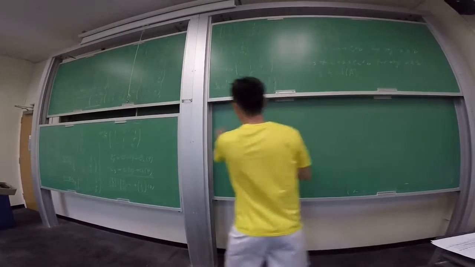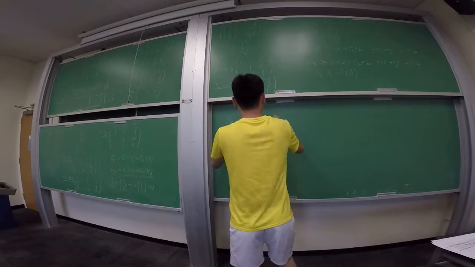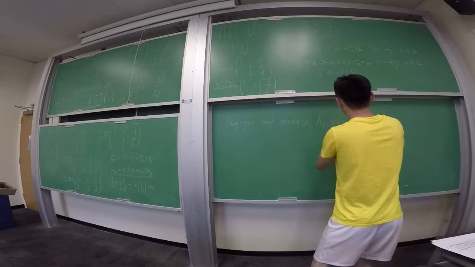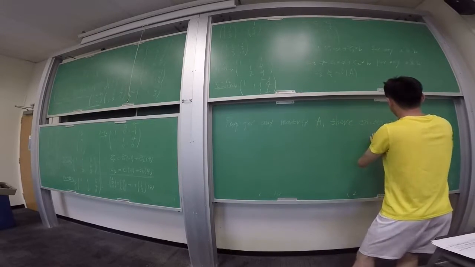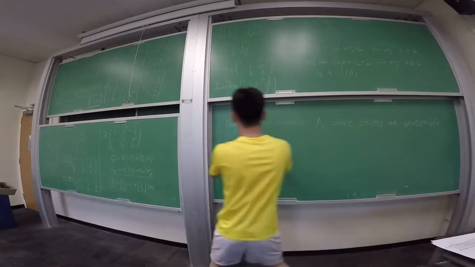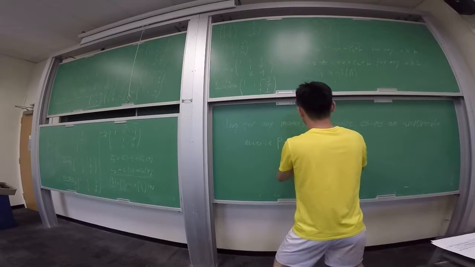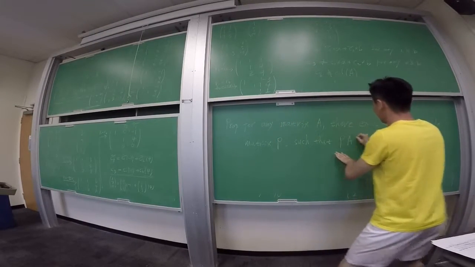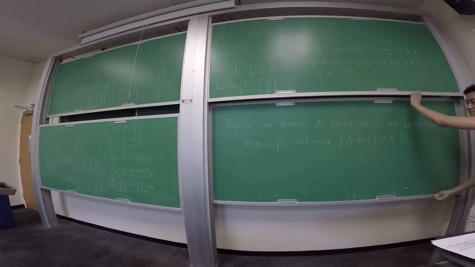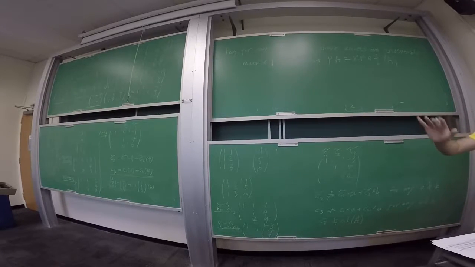So, proposition: for any matrix A, there exists an invertible matrix P such that P times A is the reduced row echelon form of A. Okay, so this proposition is very clear from the phenomenon we saw this time.